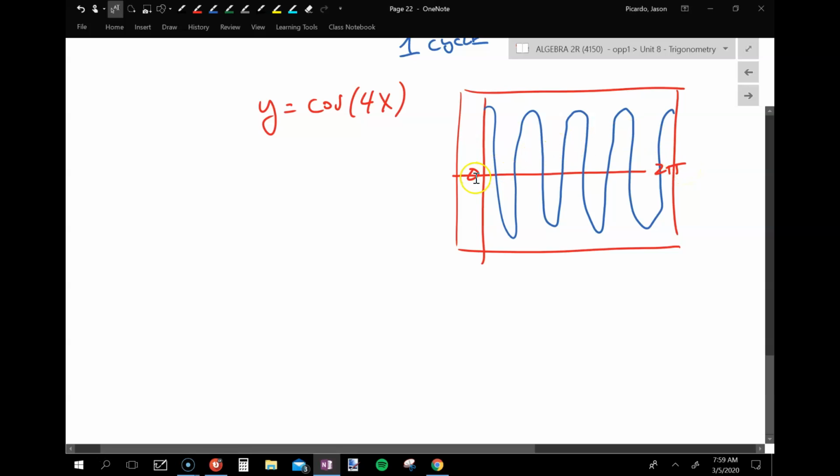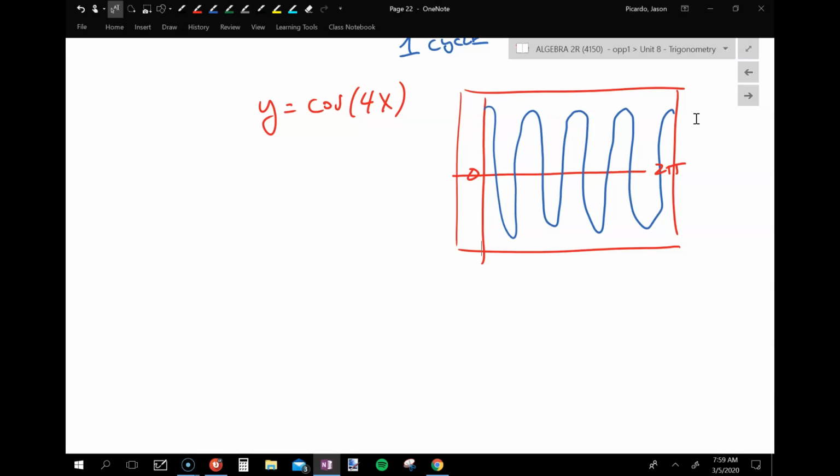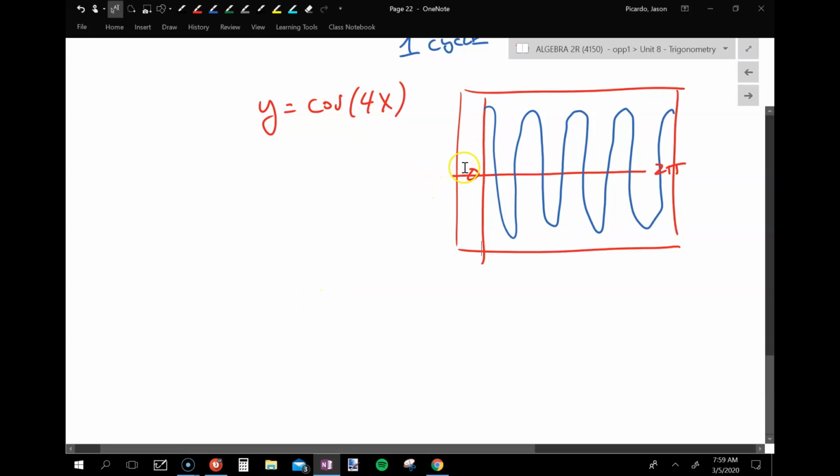If I said this went from 0 to 20, if you drew 4 cycles, how big was each cycle? 5 units, right? How'd you get it? You took 20 divided by 4, right? So if I told you that we're going from 0 to 2 pi, and I want to know how big each one is, what are you going to do? 2 pi divided by 4, right? You're going to take 2 pi, don't write this down, you're going to divide by 4, right?